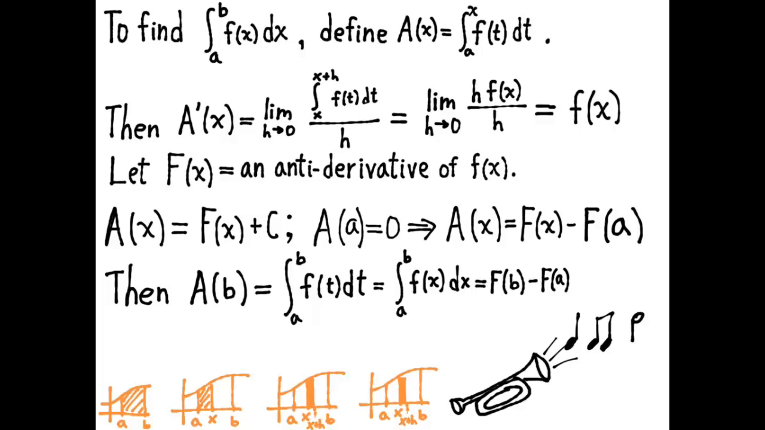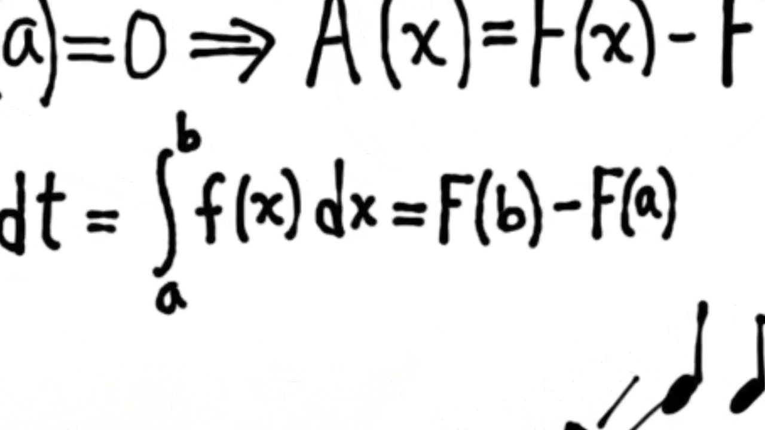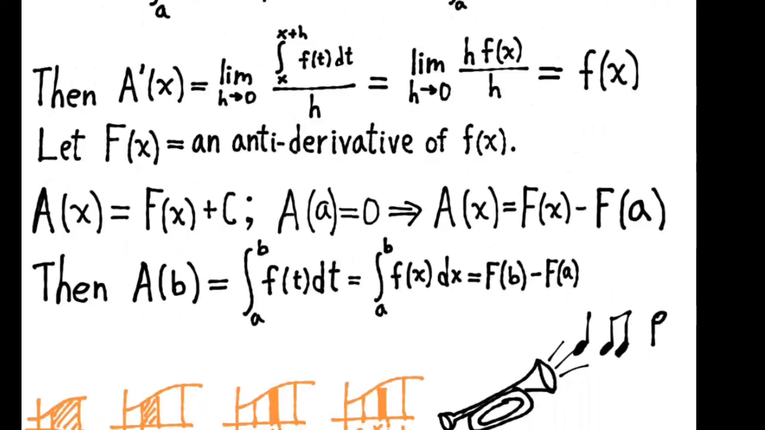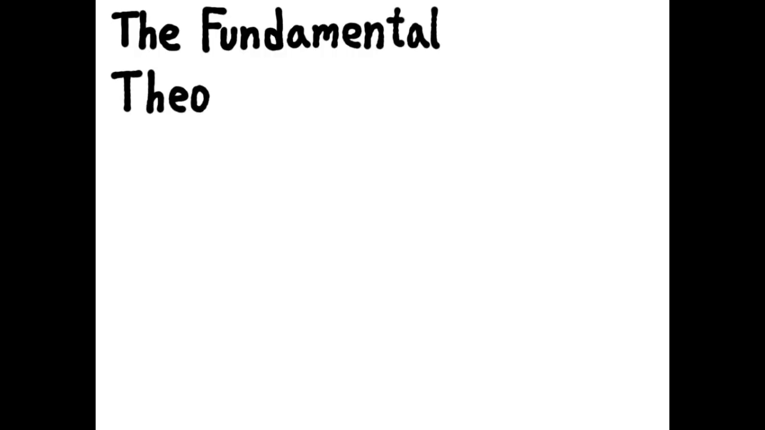This is the important result. We've figured out how to find any integral, the general integral from a to b of f of x dx. The integral from a to b of f of x dx is F of b minus F of a. This is one way of stating the fundamental theorem of calculus. So let's actually state the fundamental theorem of calculus formally.